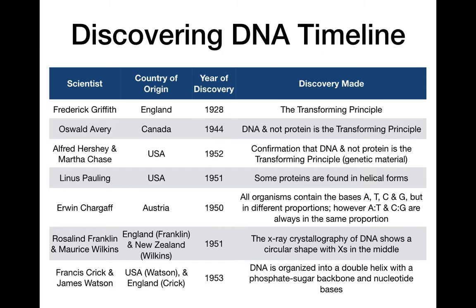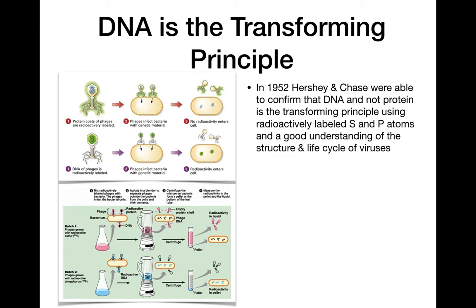So let's start first by talking about how Hershey and Chase figured out in 1952 that DNA is the transforming principle. So the transforming principle is the idea that something within cells has information that can transform them in some way.